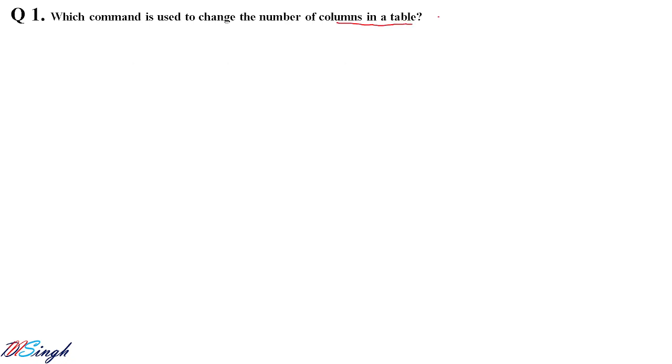So there are two types of commands in SQL, like DDL commands, which deal with the data definition or structure of the table, and adding or removing a column is part of changing the structure. Another one is DML commands, which is data manipulation language, and these commands deal with the data present inside the table. So let us see the options: select, update, alter, and create.